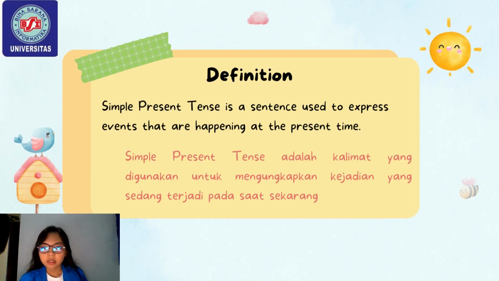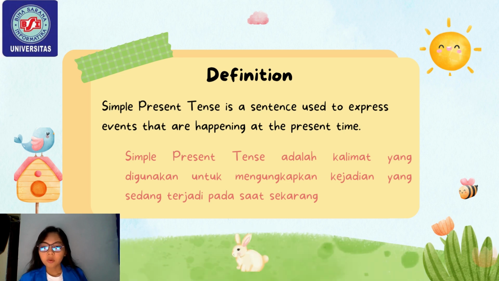Next is definition. Does anyone know what the simple present tense is? Simple present tense is a sentence used to express events that are happening at the present time. For example, today, tonight, and this year.